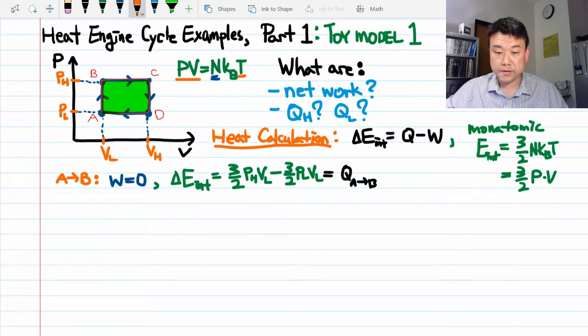Now, if you look at this expression, you can see that it's going to be a positive number. So there's a heat input into the system as the system goes from A to B. All right, let's keep talking through.